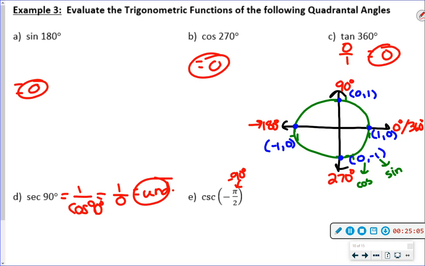Cosecant. I have cos and sine, so I'm going to use my reciprocal identity on my yellow sheet. Cosecant's the same as 1 over sine. So sine of this point at 270 is negative 1. We get negative 1. So the quadrantals, anytime you have 90, 180, 270, 360, you can do them all off this exact same picture. You do not have to keep redrawing it over and over and over again.